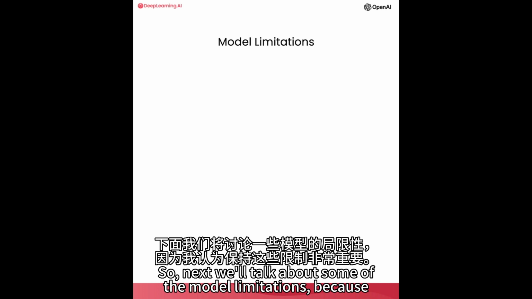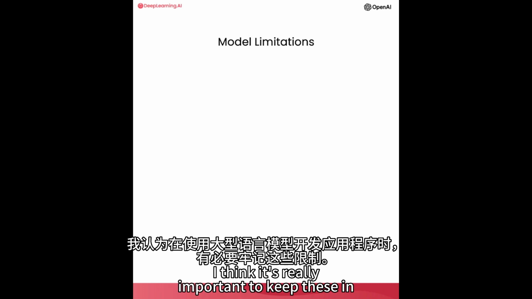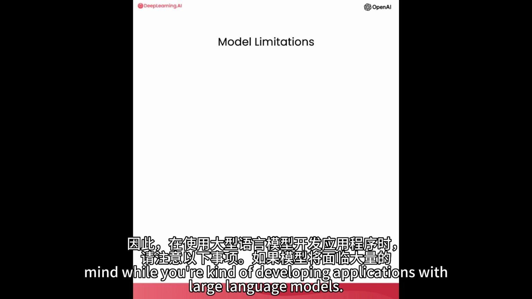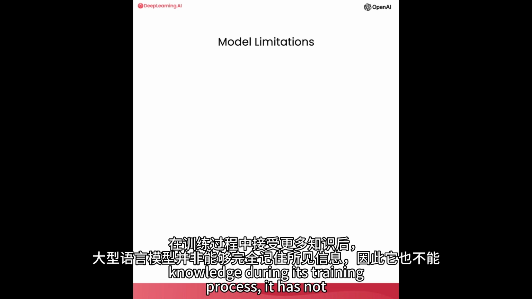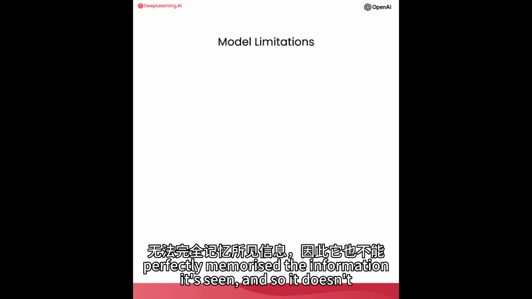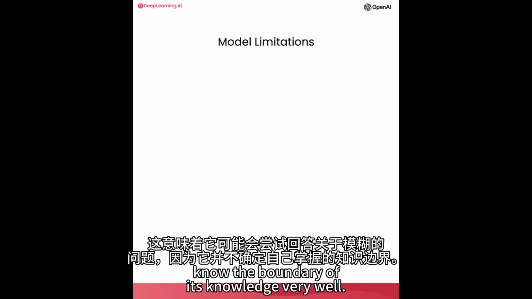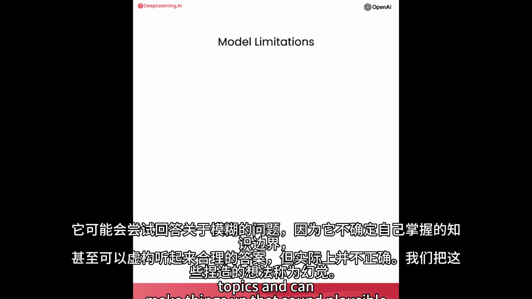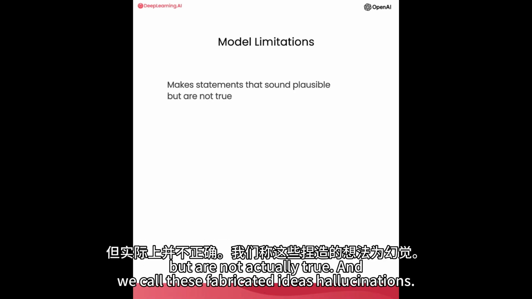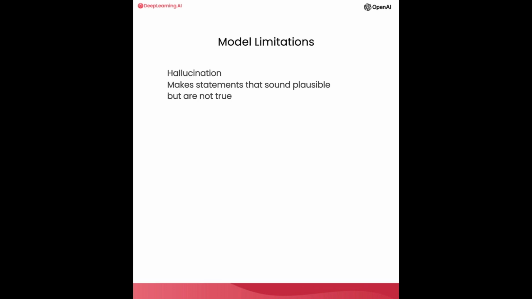Next we'll talk about some of the model limitations, because I think it's really important to keep these in mind while you're developing applications with large language models. Even though the language model has been exposed to a vast amount of knowledge during its training process, it has not perfectly memorized the information it's seen, and so it doesn't know the boundary of its knowledge very well. This means that it might try to answer questions about obscure topics and can make things up that sound plausible but are not actually true. We call these fabricated ideas hallucinations.